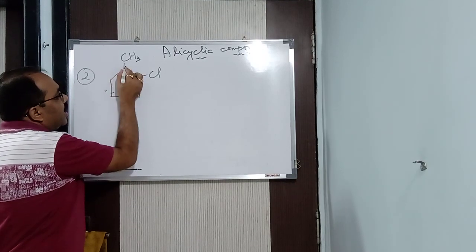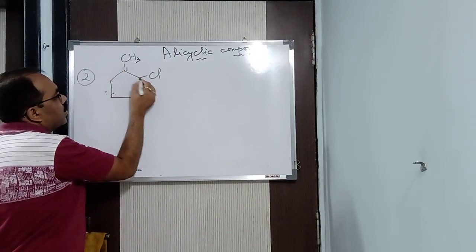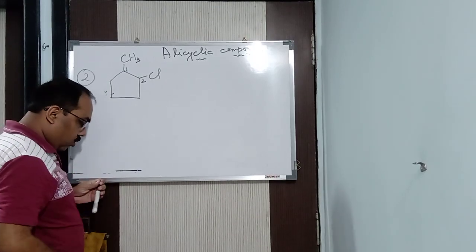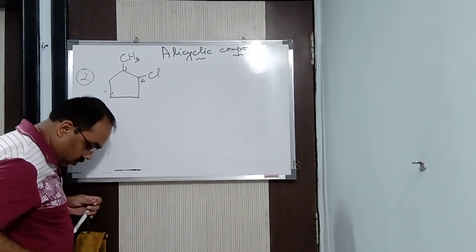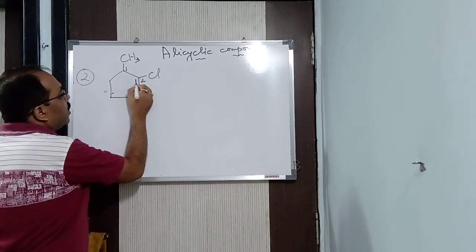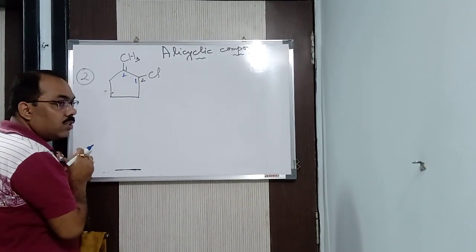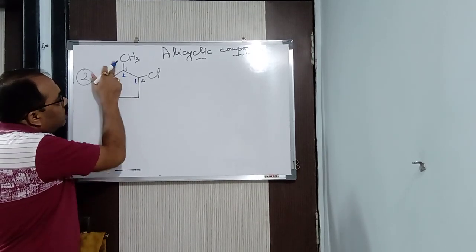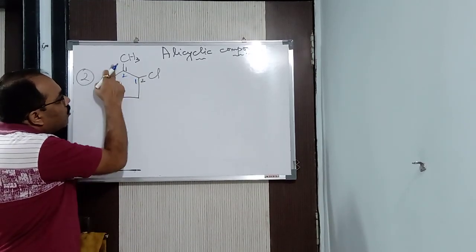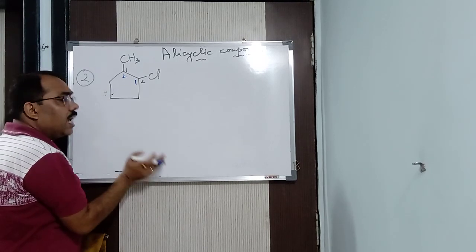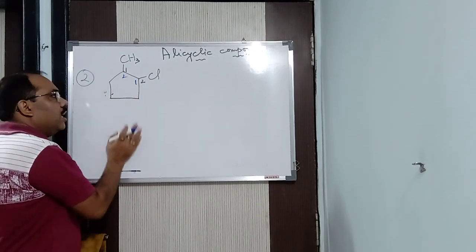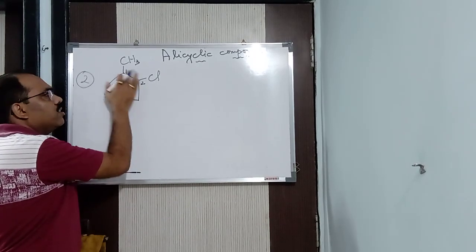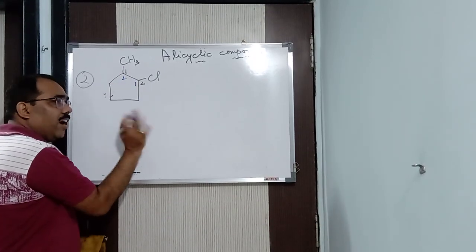If I start from methyl, then methyl gets the first position and chloro gets the second position. If I start from chloro, then chloro gets the first position and methyl the second position. Now the question comes, what will I do? Which is correct? In both the cases 1, 2 is coming, so I will go for alphabetical order. In alphabetical order, first comes chloro, then methyl.